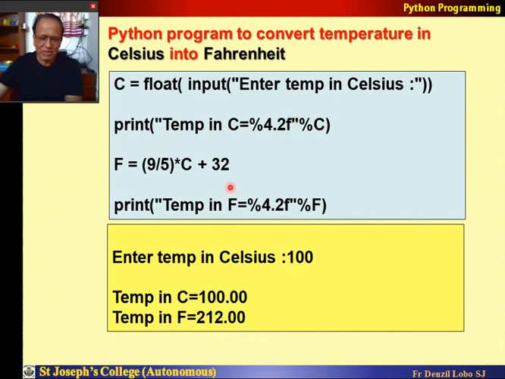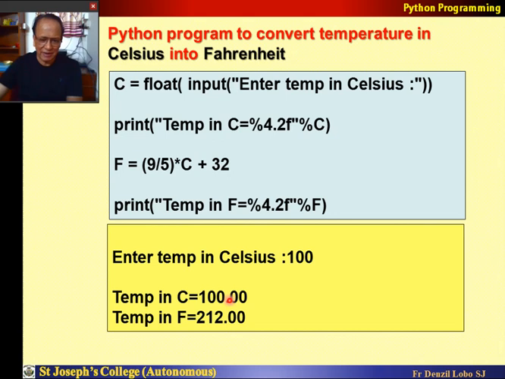Then it does the calculation. This is the assignment statement. The formula is here. This formula converts C to F. As you see here, converted into F. Now you display the result. Temperature in F is equal to, the F value is displayed here.